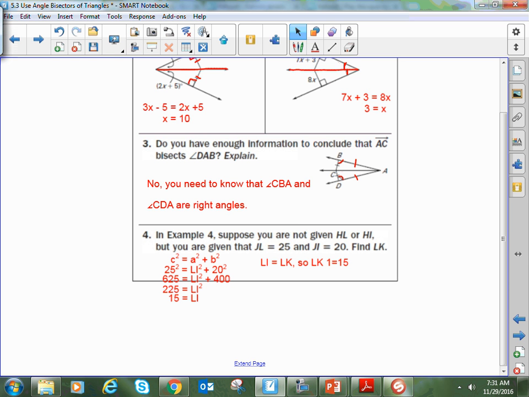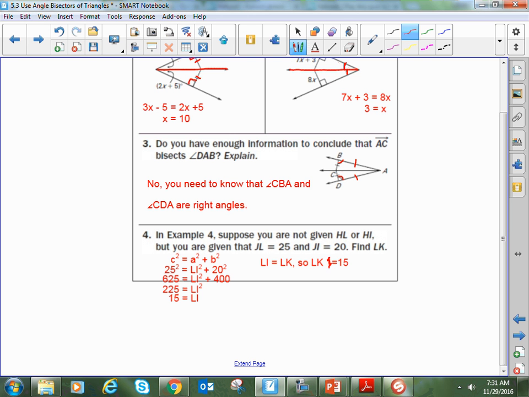So based on the information that they're giving me, I still know that LI and LK have to be the same length. Using the segments that we have, JL is going to be the hypotenuse of a right triangle, and JI is going to be one leg of the right triangle. So we can use the Pythagorean theorem to find that LI is going to be 15 units long. And this is just a little typo here. I'm just saying that because LI is equal to length LK, LK must also be 15 units long.